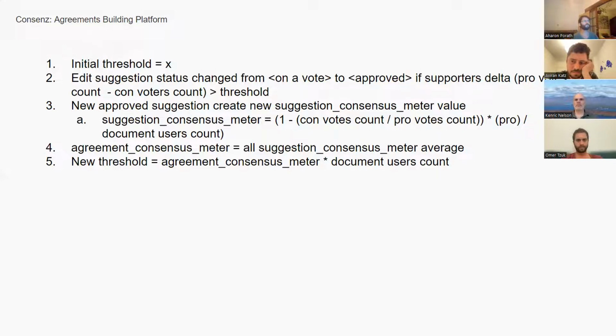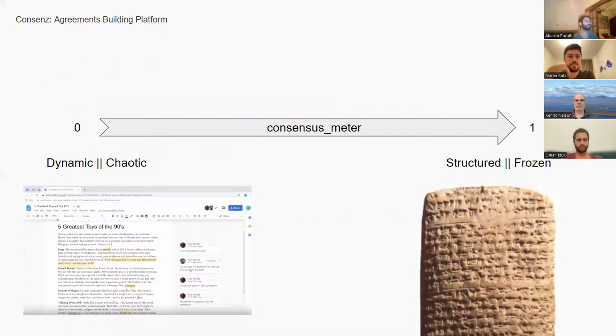And also, I want to allow a process that is on the spectrum between completely dynamic and the opposite side of it, structured. Or if I show it in the negative way, it's not chaotic. It's dynamic but not chaotic. It's structured, but it is not frozen.